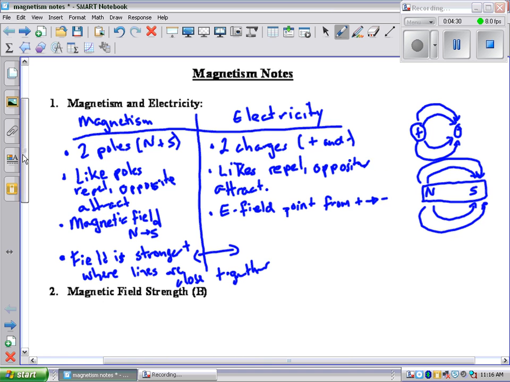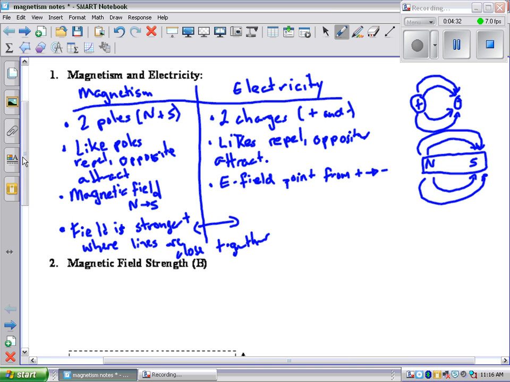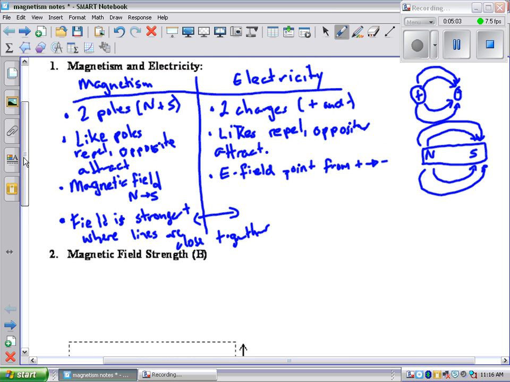Just as an aside, this is one thing that's kind of interesting. All magnets seem to have two poles, a north and a south. In electricity, you can have a positive charge by itself or a negative charge by itself. In magnetism, you never see a north by itself or a south by itself. That would be called a magnetic monopole. And for some reason, those don't seem to exist. In theory, they should, but every magnet we've ever looked at always has a north and south pole. So that's one of the kind of unanswered questions of physics, is why can't magnetic poles exist alone if charges can exist alone?